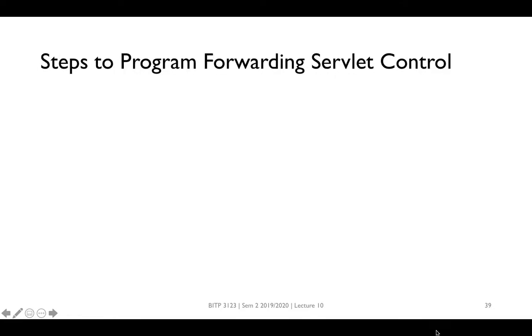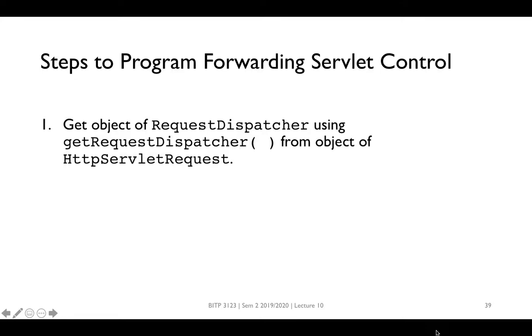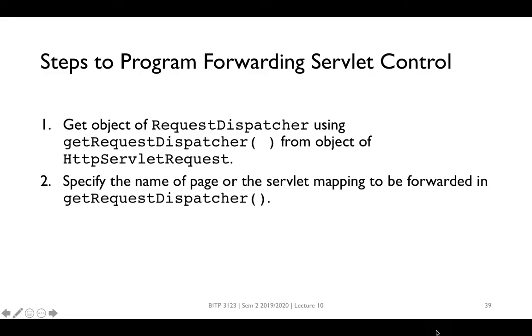There are 4 steps to program forwarding servlet control. First, we need to get the object of RequestDispatcher using the getRequestDispatcher method from the object of HttpServletRequest. In the second step, we specify the name of the page or servlet mapping to be forwarded in the getRequestDispatcher method.